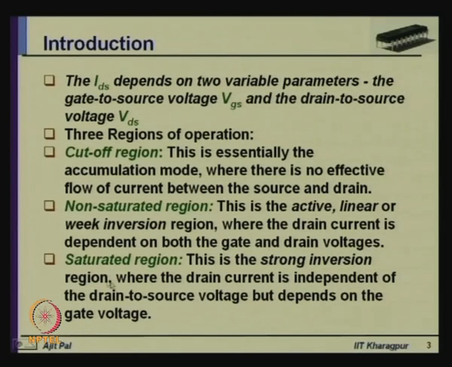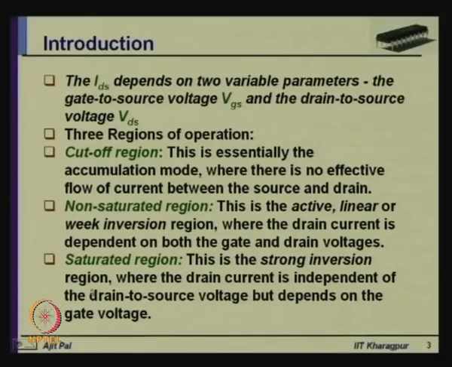Then the third region is the saturation region, the so called strong inversion region, where the drain current is dependent on the drain to source voltage, but does not depend on the... here there is a mistake. Sorry, it is independent of the drain to source voltage, but depends on the gate voltage. That means, in the saturation region, the drain current solely depends on the gate voltage. It does not change as you change the drain voltage, as we shall see. So, these are the three different regions.